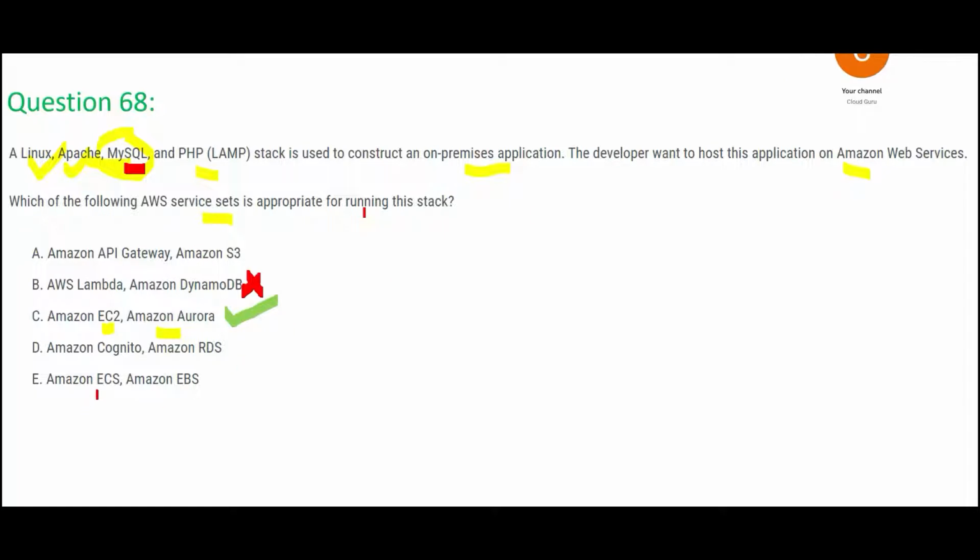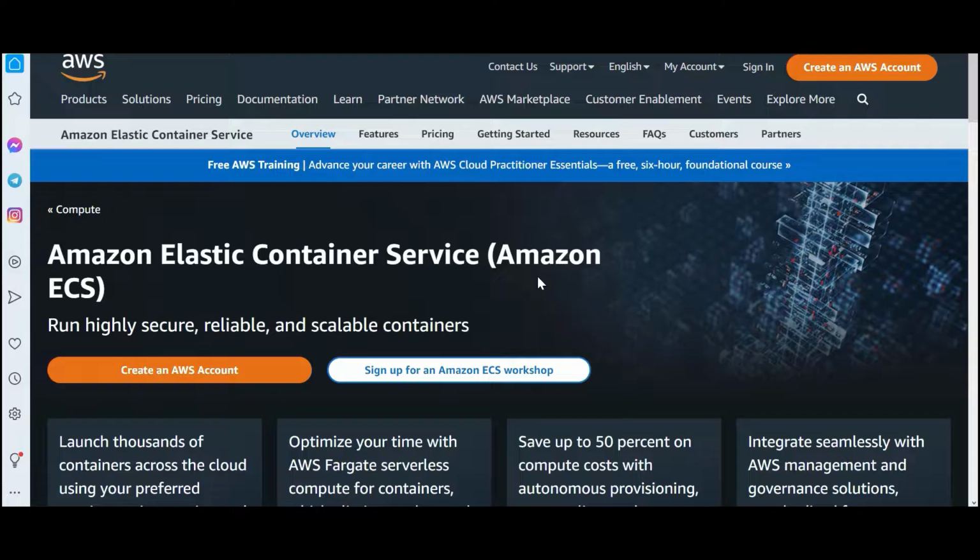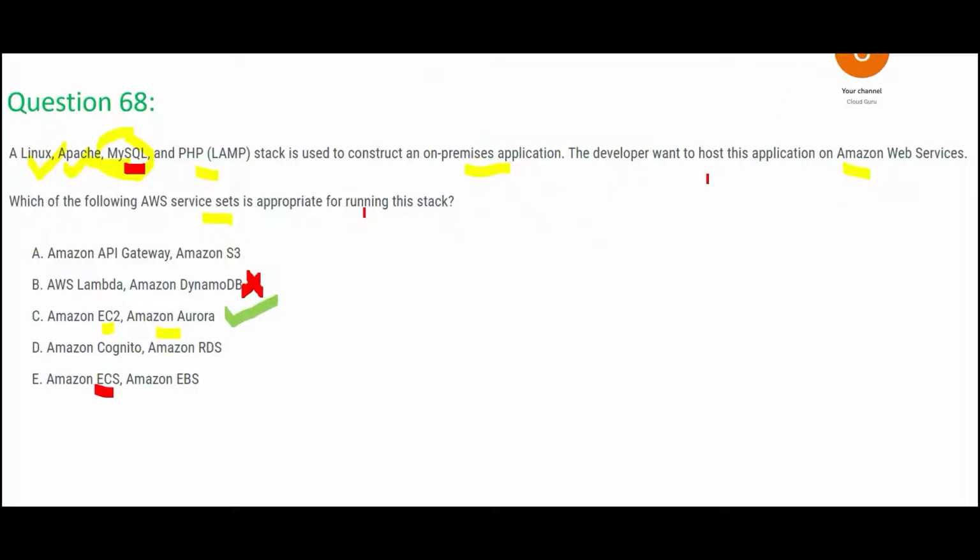Now if you look at ECS, this is all about containerization. If you have a containerized application, then you can use this. We don't have any requirement for containers, so this is wrong. Plus it is making use of EBS. So a SQL database can be put on EC2, but it cannot be put solely on EBS. It's just a block storage. So this is wrong. Now let us look at D.